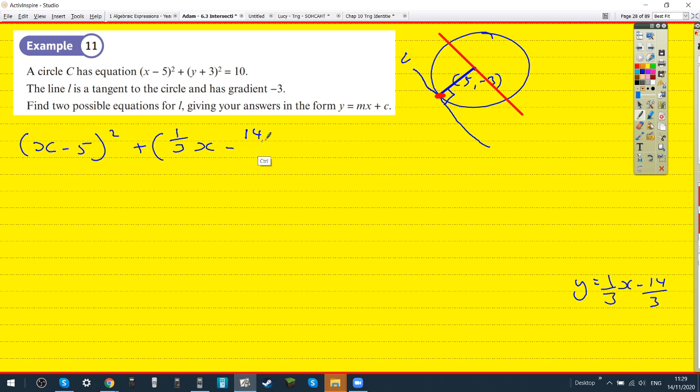Yeah, and let me think about this. Minus 1 over 3x minus 14 over 3 plus 3. Okay. How do we solve this? So can we simplify minus 14 over 3 and plus 3? Yeah. Which would be minus 5 over 3. So it'd be 1 over 3x minus 5 over 3 squared equals 10.